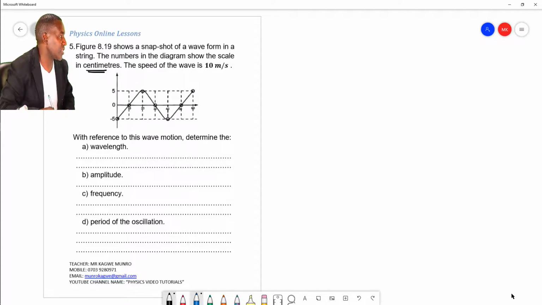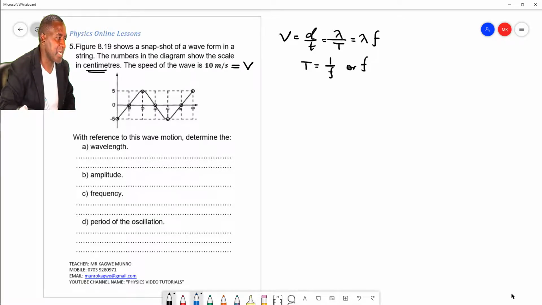So let's read the question. The figure 8.9 shows a snapshot of a wave formed in a string. The waves in the diagram show the scale in centimeters. The speed of the wave is this. So already here we've got speed. Again, remember the equations. Speed is distance over time, is equal to wavelength over periodic time, is equal to wavelength times f. Very easy. Periodic time is equal to the inverse of the frequency, or frequency is equal to the inverse of the periodic time.